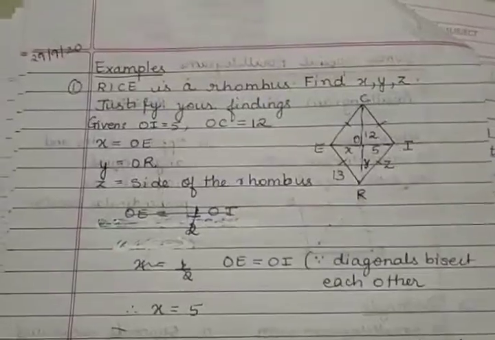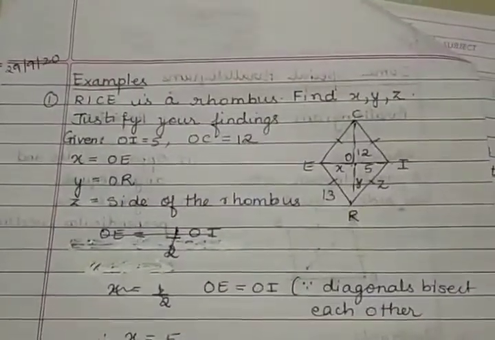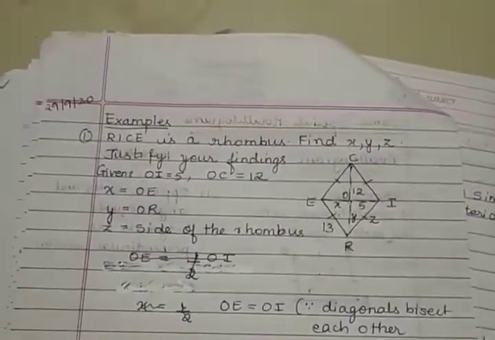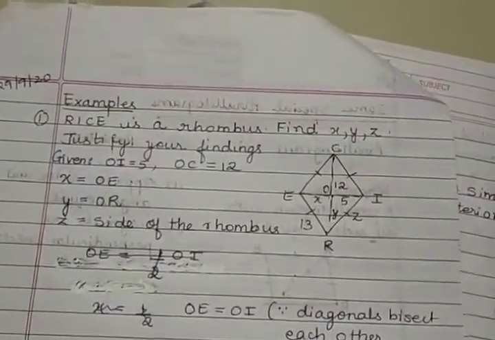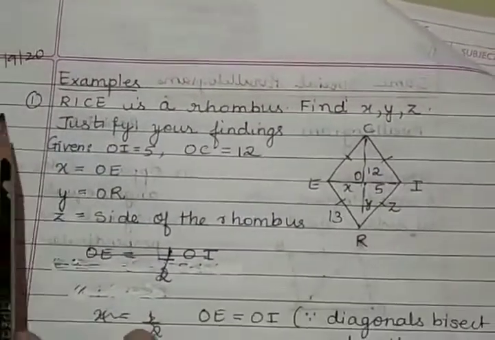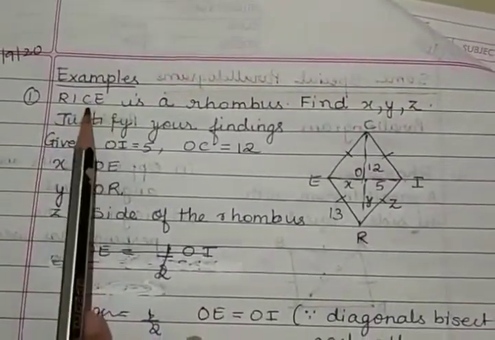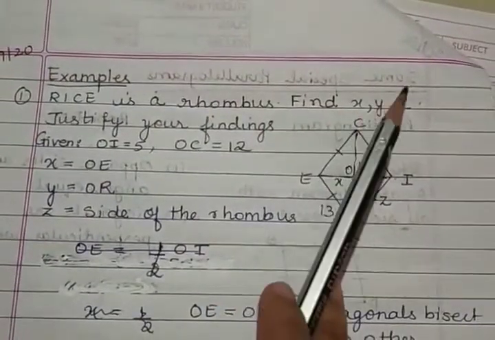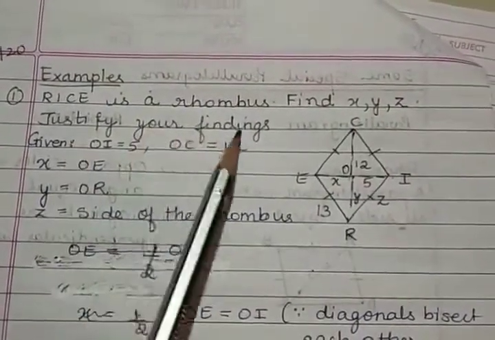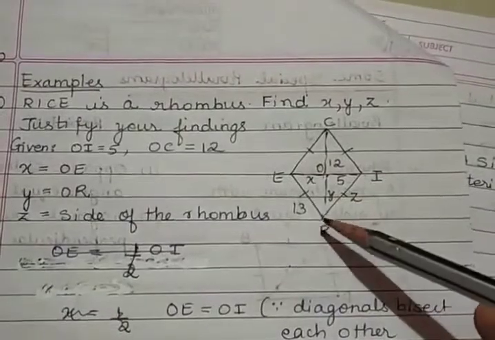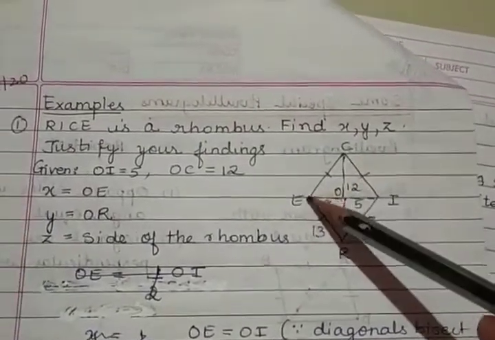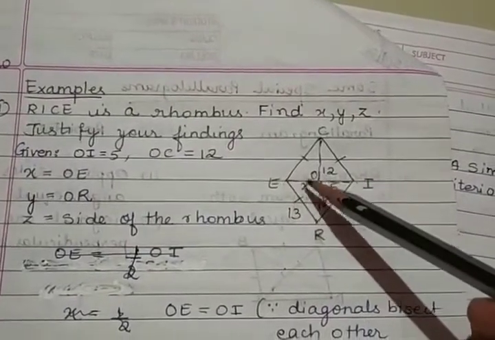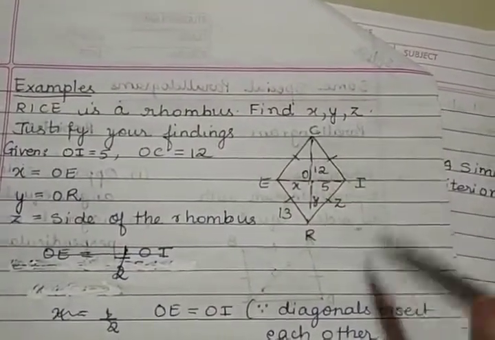In this video, let us solve some problems based on the special type of parallelograms that we just saw in the previous class. The first example is: RICE is a rhombus. Find X, Y and Z and justify your findings. So you're given that RICE is a rhombus, and you have to find the value of X, Y and Z.